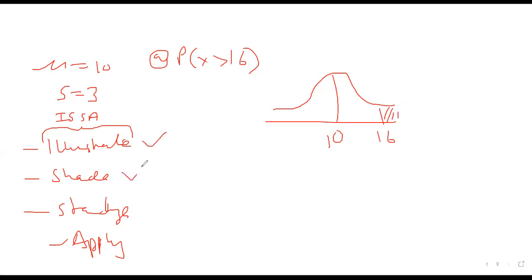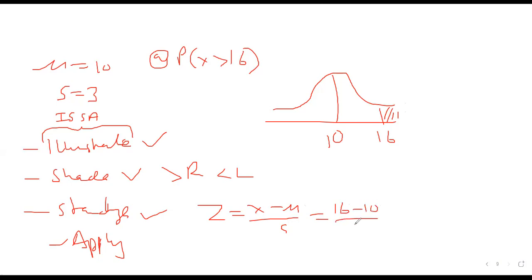Step 2, shade. Greater means to the right, less means to the left. Before standardize, the formula for standardizing is what? X minus mean over standard deviation. So we have 16 minus 10 over the standard deviation, which is 3. What is 16 minus 10? It is 6. 6 divided by 3, we get what? A 2.